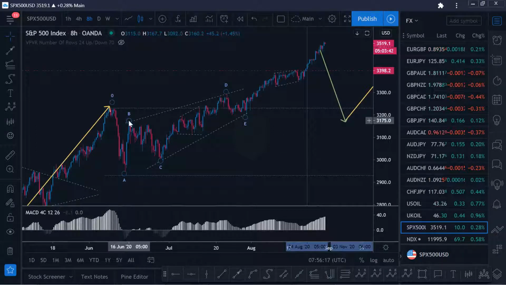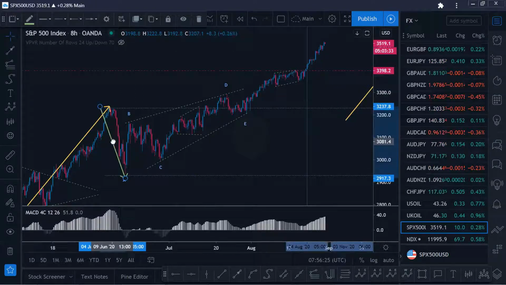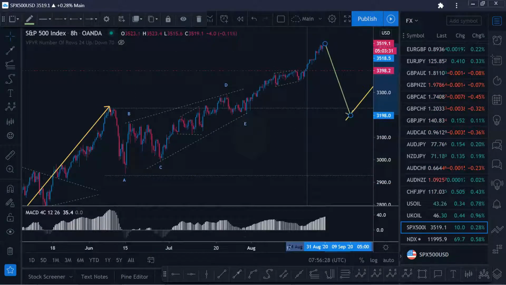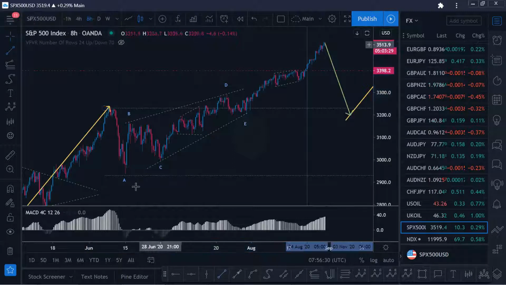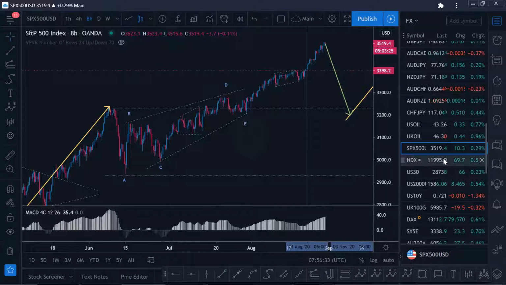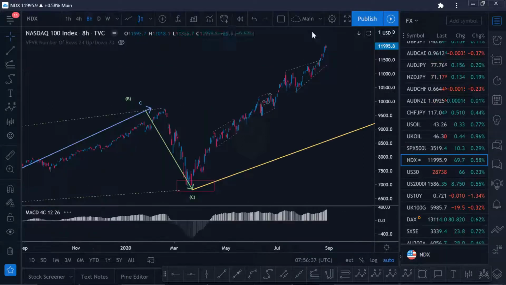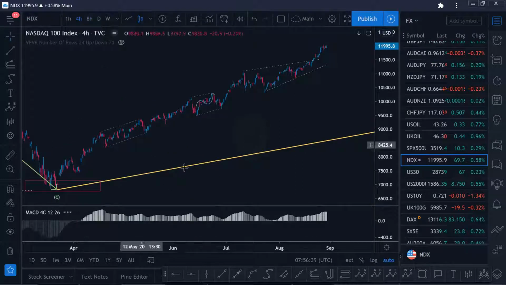Potentially it's an impulse, A, B, C, D, E in the middle somewhere, and we still get this A wave to the downside, still get this wave, and all of this becomes a larger degree running flat for more upside. So we have to wait and see. NDX just straight line up, no correction whatsoever, not even on the 8 hour, not even on the 4 hour.